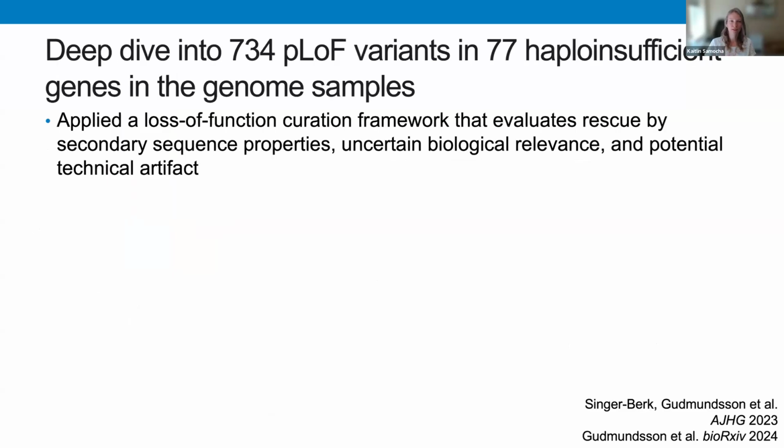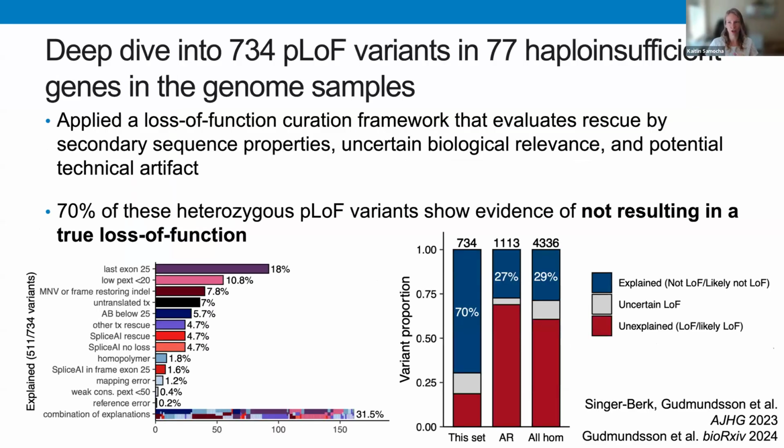So digging further into this, Sana wanted to look at, for example, some of those variants that you might not trust in this data set. So they did a deep dive into 734 loss of function variants in 77 haploinsufficient genes. So these are just from the genome sample. These are genes that you would not expect to see loss of function variants in this data set. So we applied that loss of function curation framework, and to shorten the story, 70% of those seem like they do not actually result in a true loss of function effect.